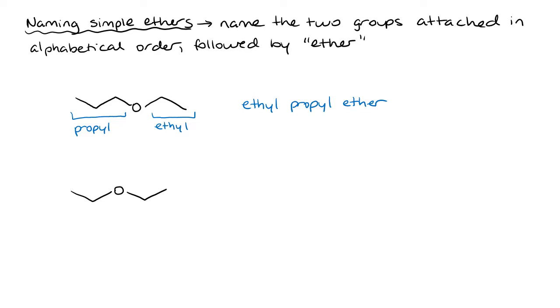Here we have an ether where we have two 2-carbon alkyl groups attached. So we have an ethyl group and an ethyl group. Now when the two groups are the same, we use the prefixes such as di, tri, tetra, etc. So in this case, we're going to be using di, since we have two of the ethyl groups, diethyl ether. And diethyl ether is a very common organic solvent that's often used in labs.